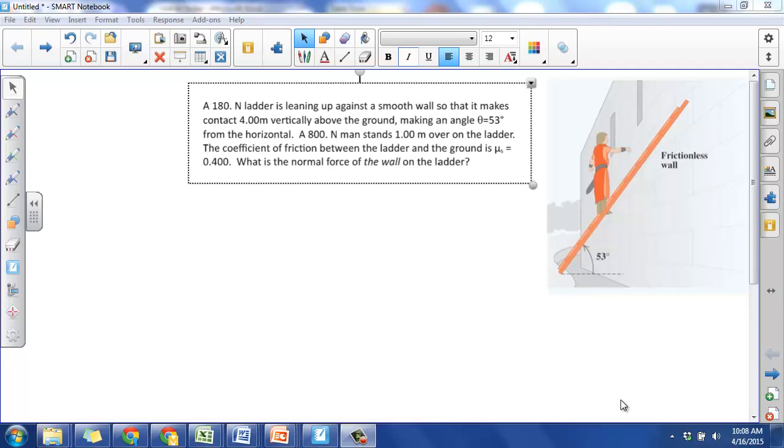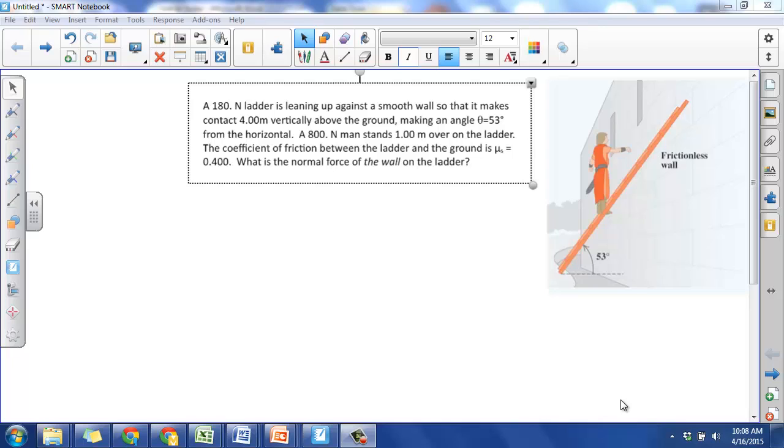Okay, so let's work on this problem. We've got a man and a ladder leaning against the wall. The ladder doesn't fall over because the wall is holding it up and friction from the ground is keeping it from sliding down the wall. We see that the ladder has 180 newtons in weight, the man is 800 newtons in weight, and the ladder is making an angle of 53 degrees with respect to the ground.